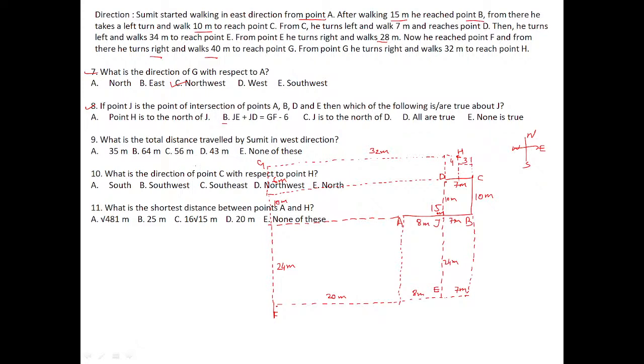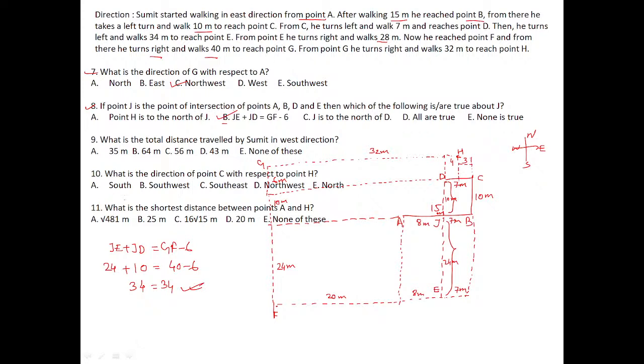Option B. Here is some calculation you have to perform. JE plus JD equals GF minus 6. You have to check whether this equation is satisfied or not. The value of JE is 24, plus JD is again 10, and GF is total 40, so 40 minus 6. The left hand side is 34, the right hand side is 34. Satisfied? So option B is the answer here.